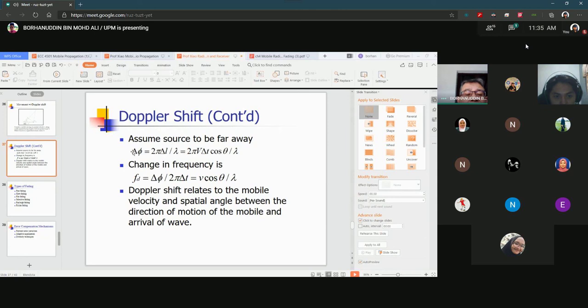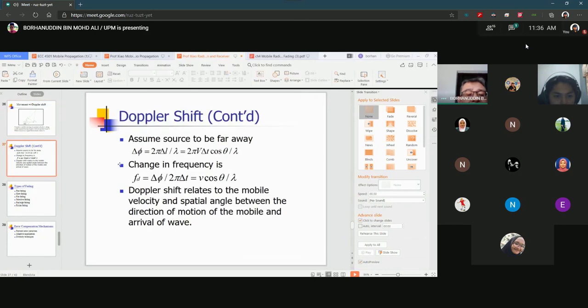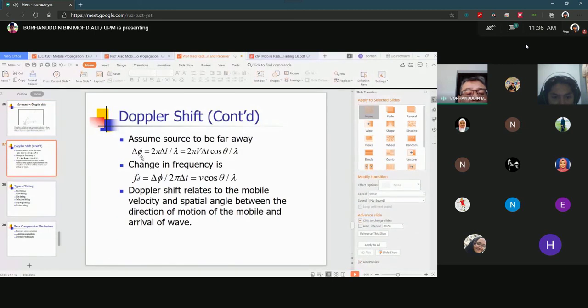Assume a source to be far away, delta phi. Delta phi is not written here. Normally phi means phase. It's equal to 2 pi delta L. Delta L is part of the triangle that formed this particular path. That will give you delta phi equal to 2 pi delta L divided by lambda. Lambda is the wavelength.